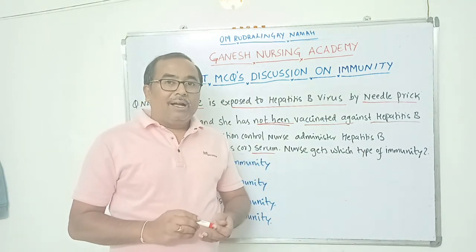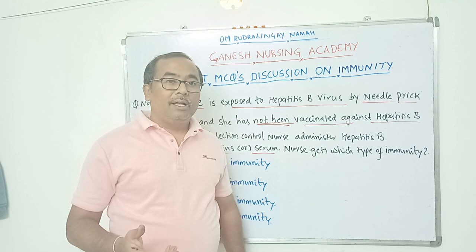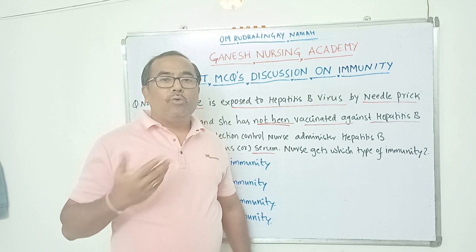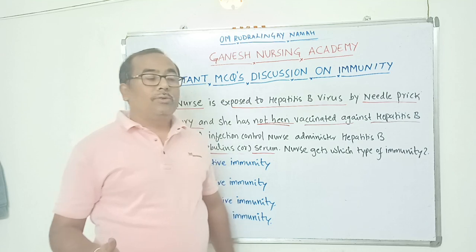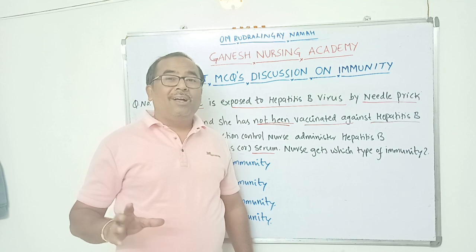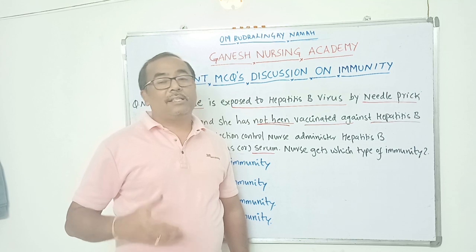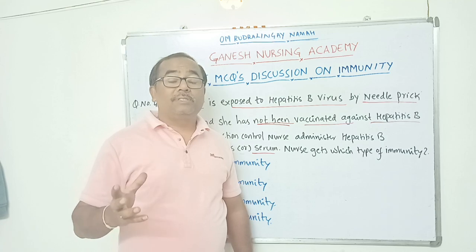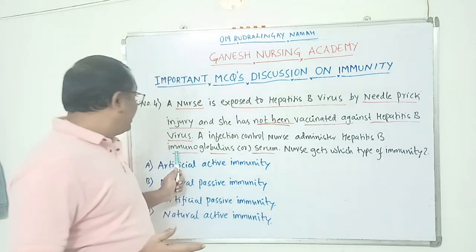See here, if a nurse working in the hospital is exposed to the hepatitis B virus by needle prick injury and has not been vaccinated, it means she has no immunoglobulins in her blood against the hepatitis B virus. Now, if we administer the vaccine, our body takes more time to prepare antibodies against the virus. So that is not useful now. Now we require ready-made immunoglobulins. That is the reason why the infection control nurse administers hepatitis B immunoglobulins.